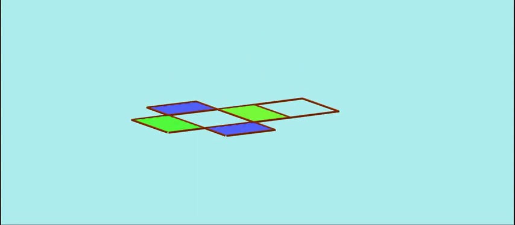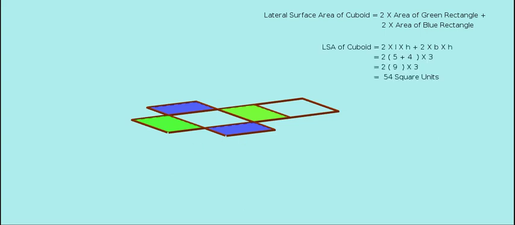To find LSA of a cuboid, excluding top and bottom faces, we have to add the area of 4 lateral faces. That is, the LSA of cuboid is equal to twice the area of green colored rectangle and twice the area of red colored rectangle. That is, in general, LSA of cuboid is equal to twice of L plus B into H. We know that the unit of area is square units.